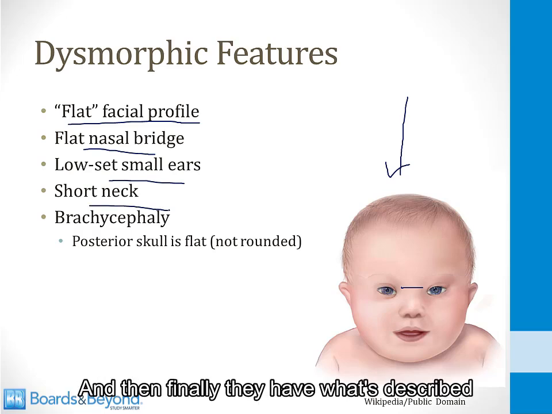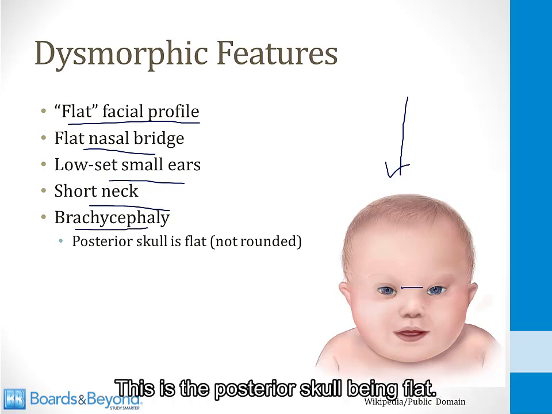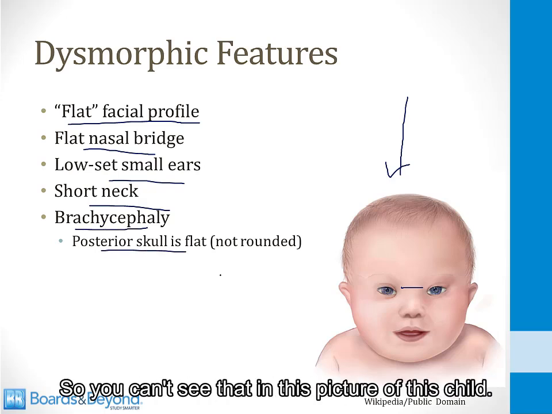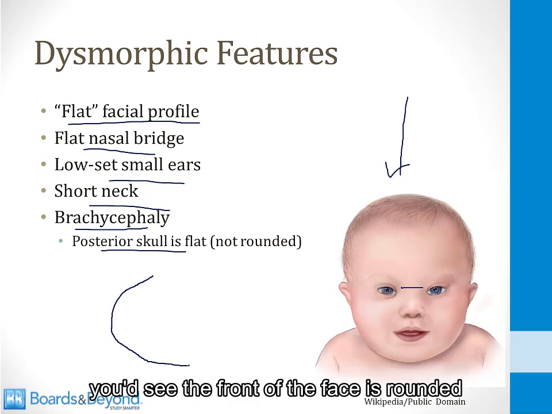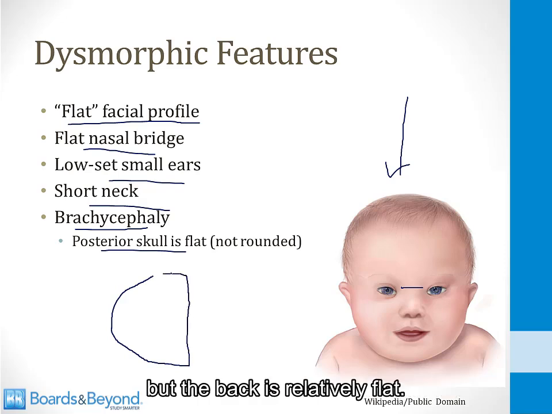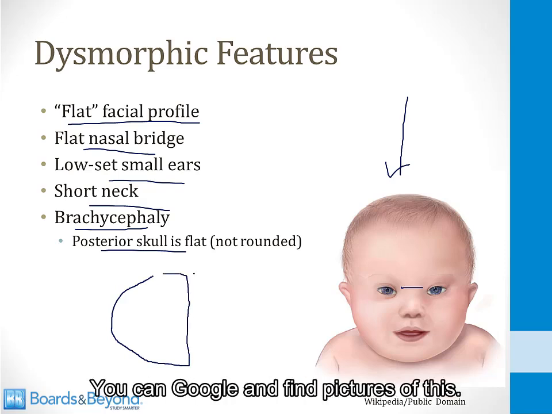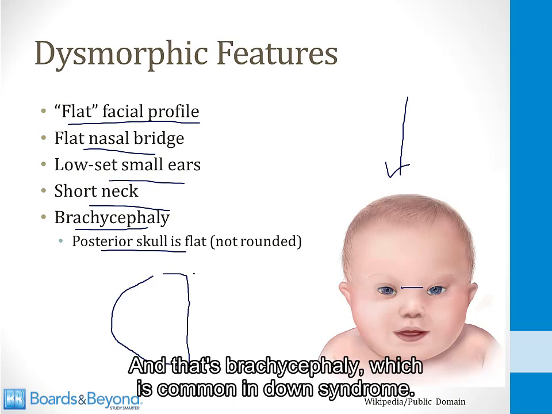And then finally, they have what's described as brachycephaly. This is the posterior skull being flat, so you can't see that in this picture of this child. But if you could look at this child in profile, you'd see the front of the face is rounded, but the back is relatively flat. You can Google and find pictures of this, and that's brachycephaly, which is common in Down syndrome.